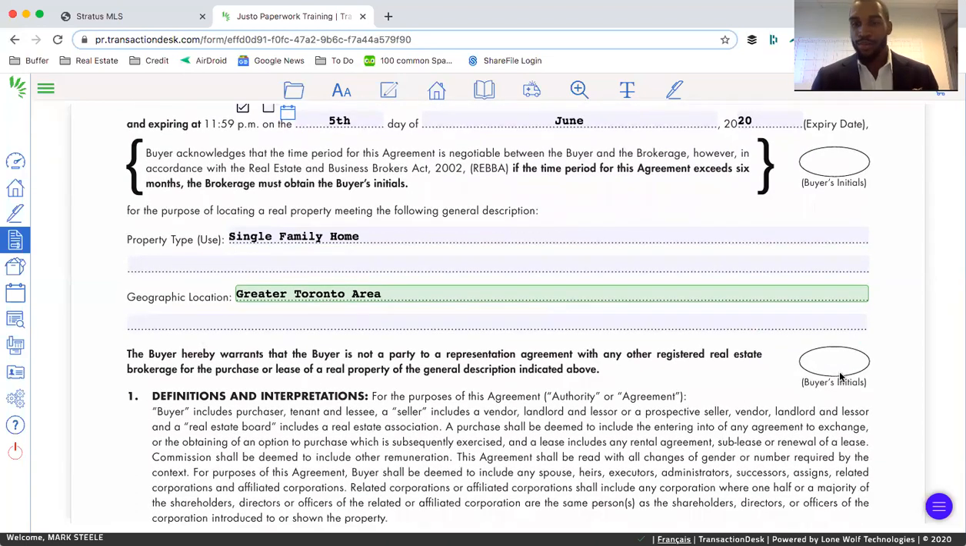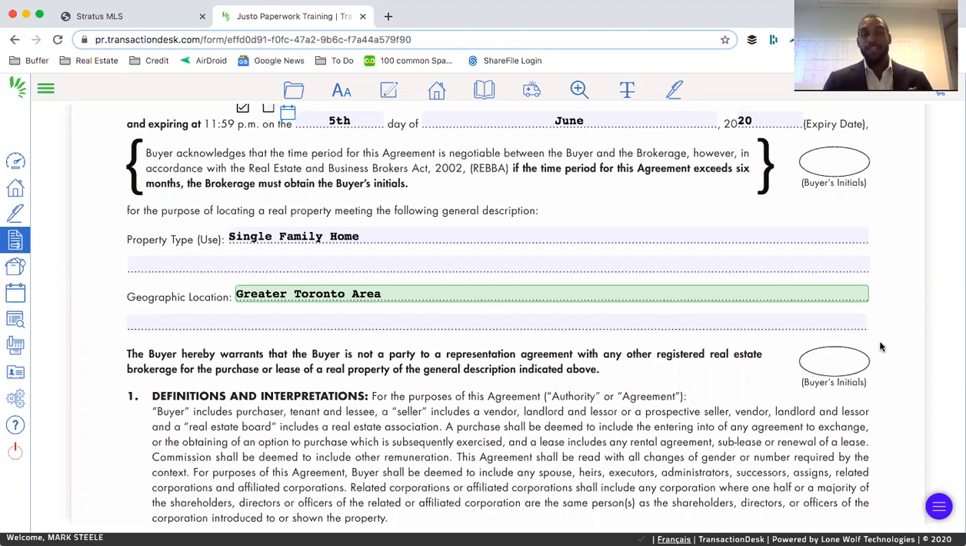And for this circle to initial here, this is a relatively new circle that they added to this document over the last year, I believe. And it essentially says the buyer hereby warns that the buyer is not a party to a representation agreement with any other registered real estate brokerage for the purchase or lease of a real property of the general description indicated above. So essentially what it's saying is your buyer is agreeing that they aren't working with anybody else for any other transactions.